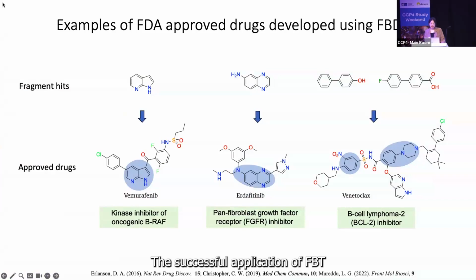The successful application of FBDD has resulted in 6 marketed drugs, and here are listed 3 representative drugs discovered and developed in FBDD, and also their initial fragment hits. For example, vemurafenib, which is for the treatment of late-stage melanoma, is the first FDA-approved drug emerged from FBDD.